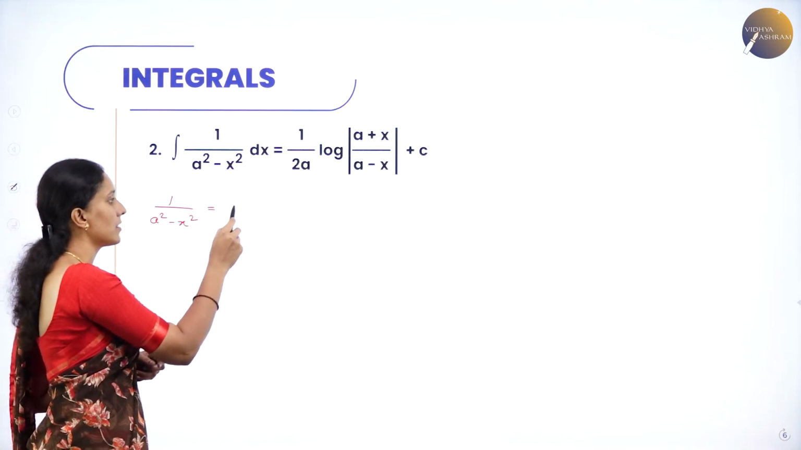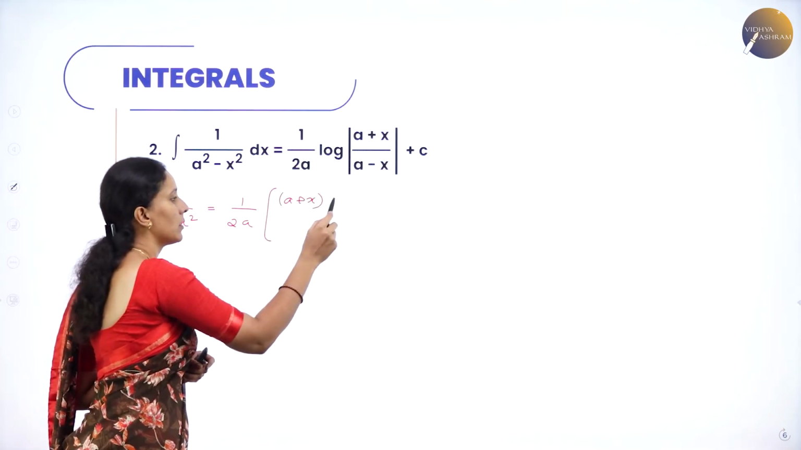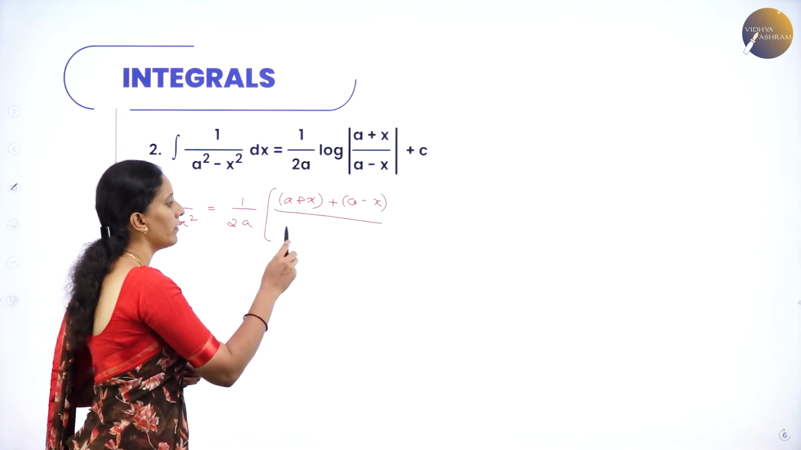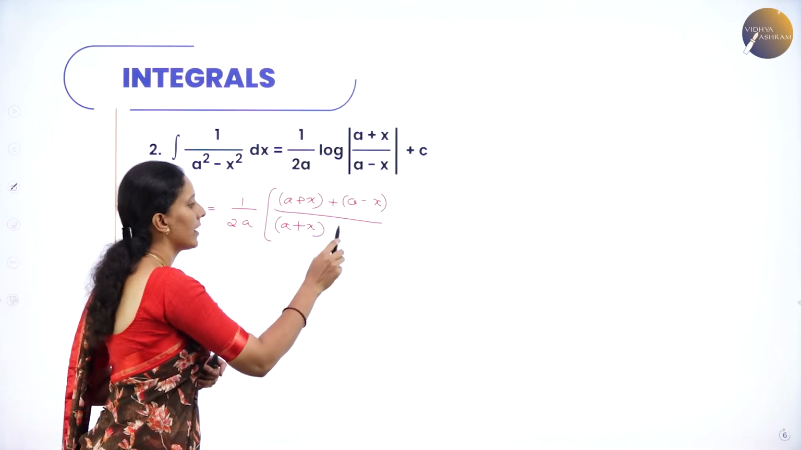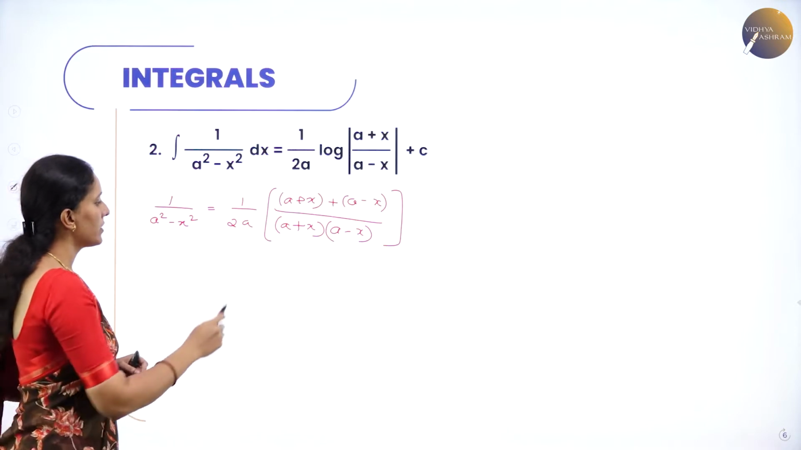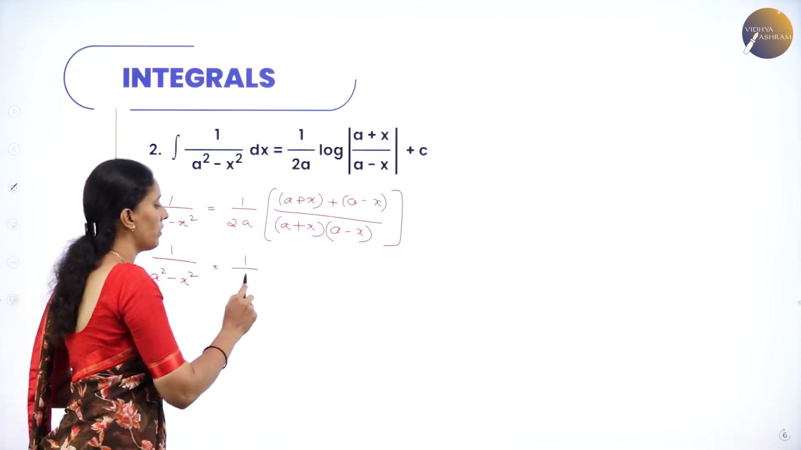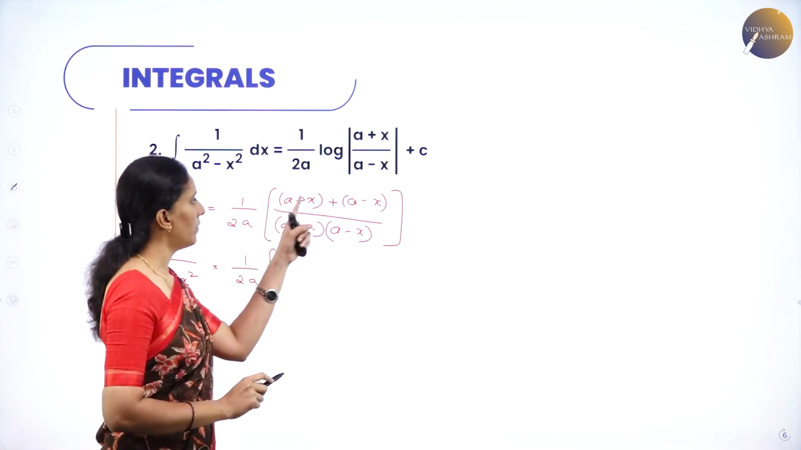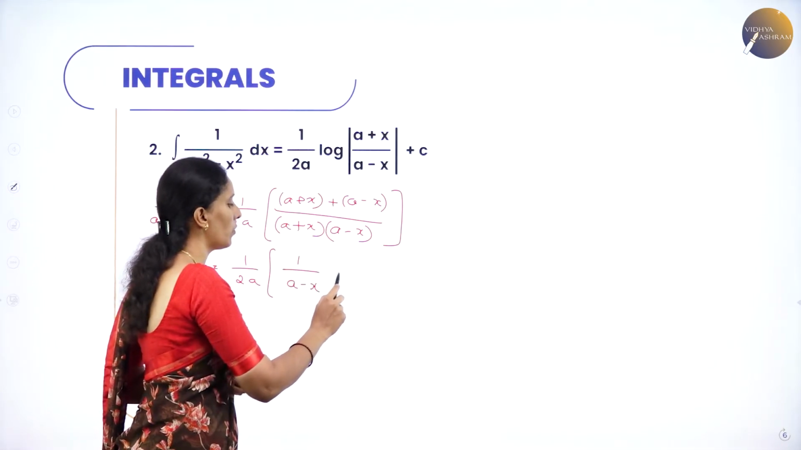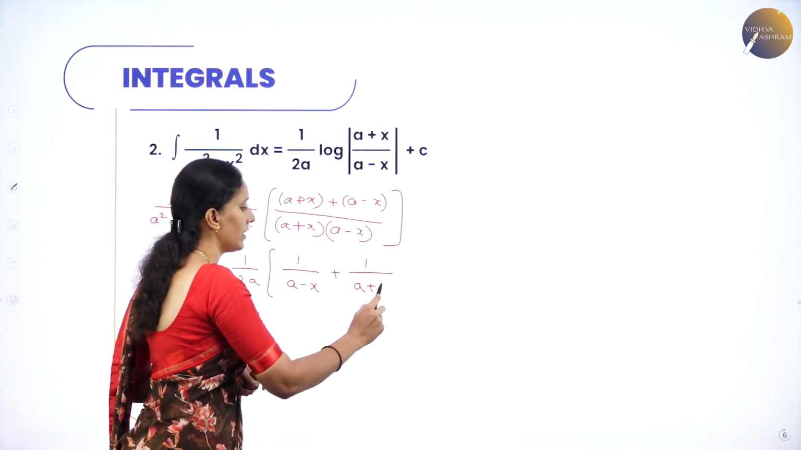So we take this as 1 divided by 2a times a plus x plus a minus x whole divided by, so here we are going to write a plus x, a minus x. Now if you separate this fraction, it becomes 1 by a square minus x square is equal to 1 over 2a. So you have two factors here. In the first factor, a plus x gets cancelled, we are left with 1 over a minus x. And in the second factor, a minus x gets cancelled, we are left with 1 over a plus x.